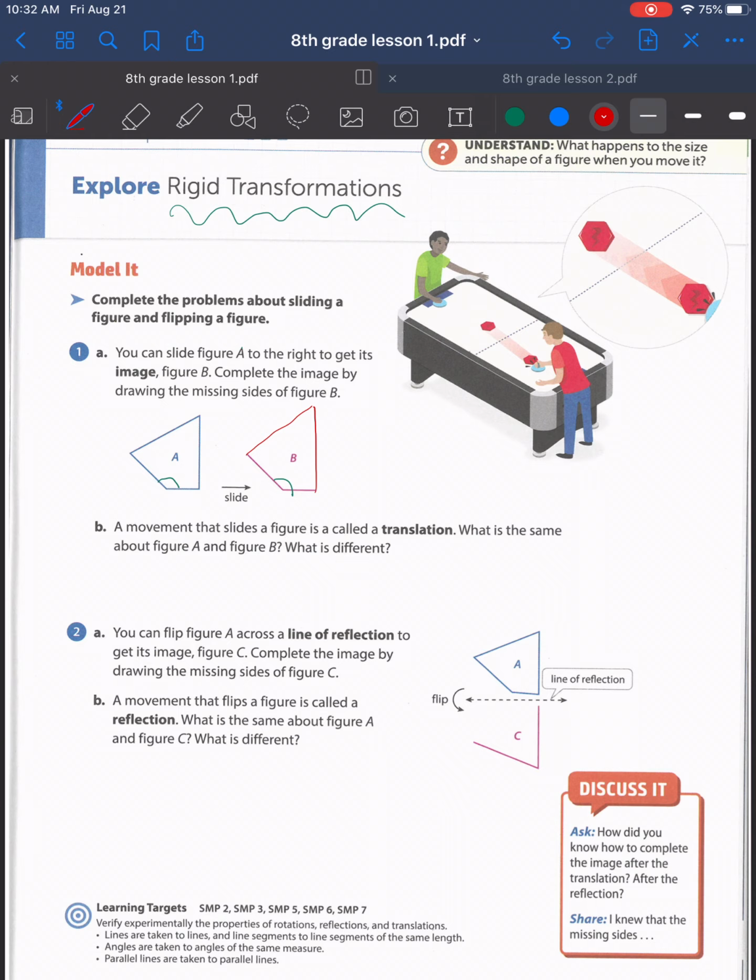Now, a movement that slides a figure is called a translation. We just learned that. What is the same about A and B, and what is different? Okay, so what is the same? They are both the same shape. They are both the same size. They have the same measurements, like their angles and their sides are all the same.